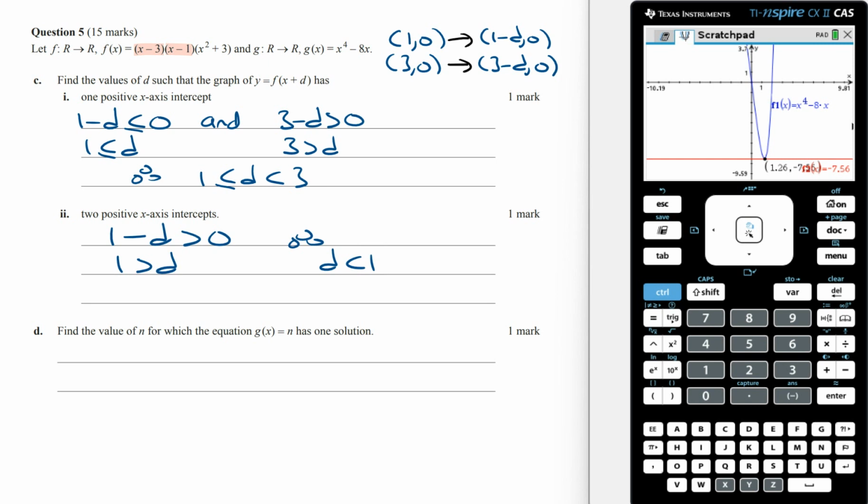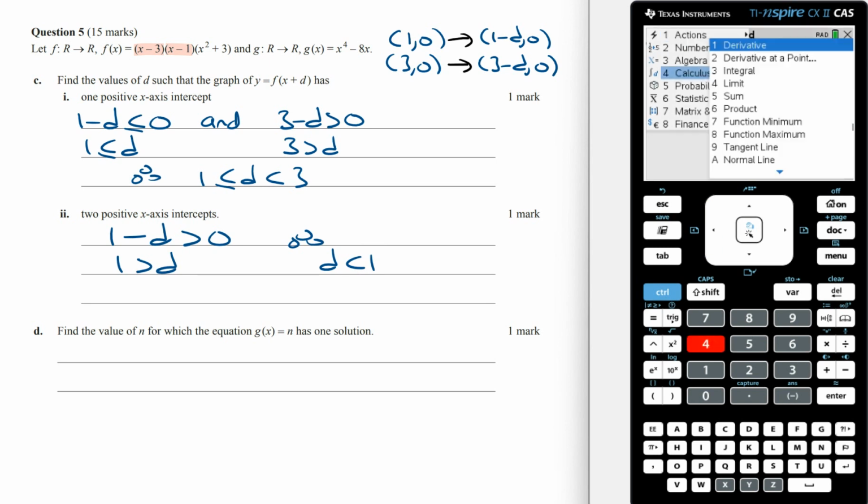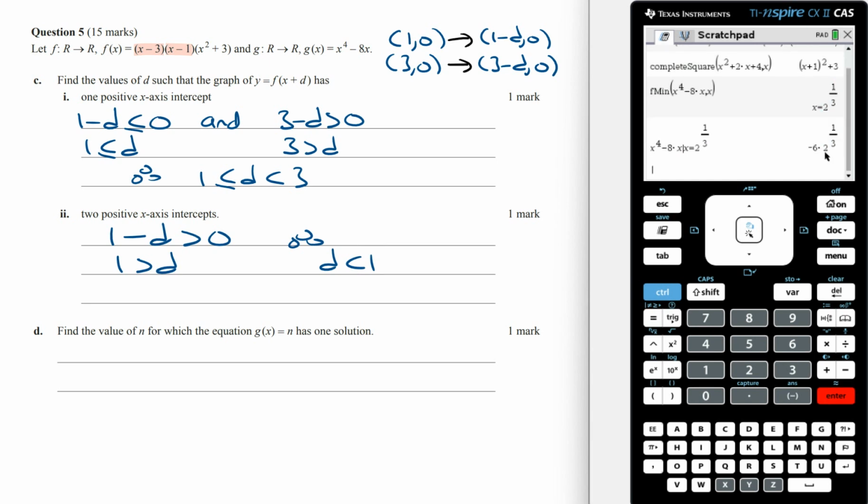And so all we need to do is work out the y coordinate of this minimum point. To do this, we can use the fmin command. This is the x coordinate of the minimum point. To find the y coordinate, we need to evaluate this when x is equal to 2 to the power of 1 on 3. This is the y coordinate of the minimum point, and so therefore the value of n is going to equal minus 6 times 2 to the power of 1 on 3. And that's it for this video.